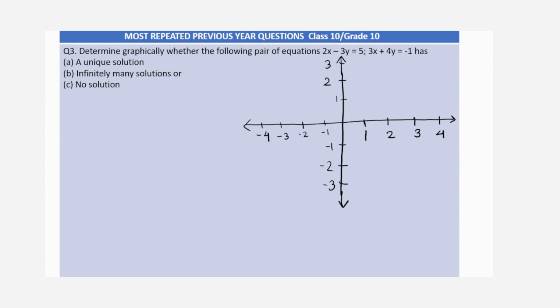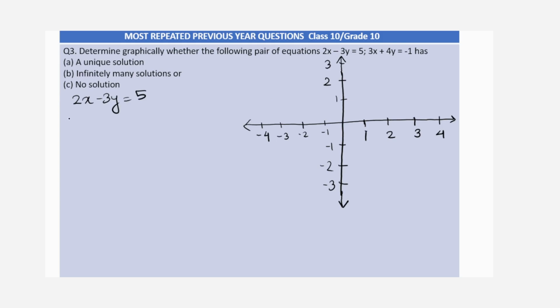Now let's look at question number 3. Determine graphically whether the following pair of equations 2x − 3y = 5, 3x + 4y = −1 has A, a unique solution, B, infinitely many solutions, or C, no solution. So graphically means you will get a graph paper. Here I don't have a graph paper, so I will draw roughly two lines for these two equations. So first I'll take the first equation that's given to us, 2x − 3y = 5.